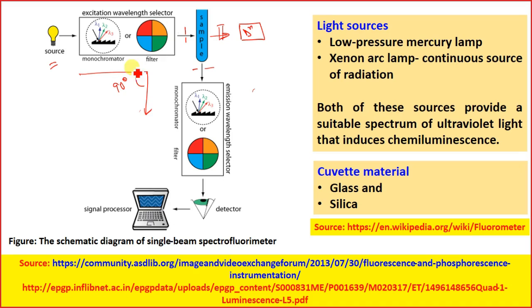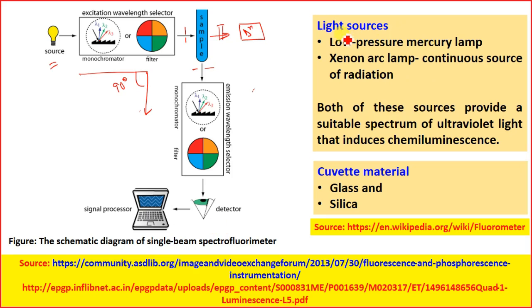So the arrangement is made at 90-degree so that the incident radiation does not reach the detector directly, and you are able to measure only the fluorescence and get the reading.